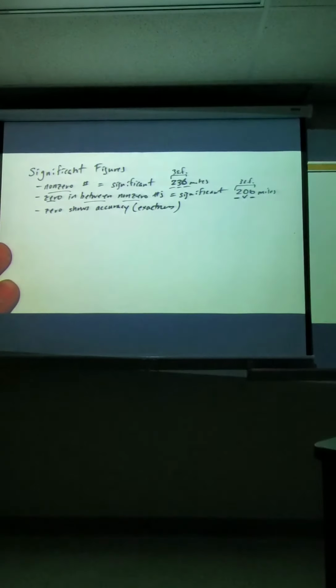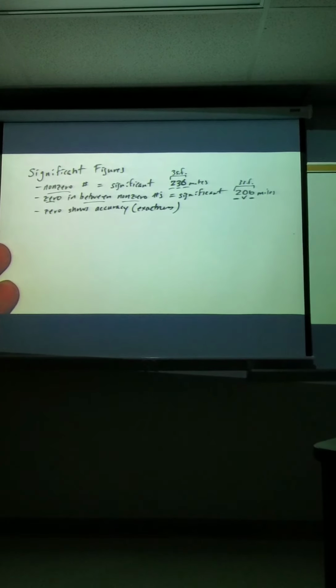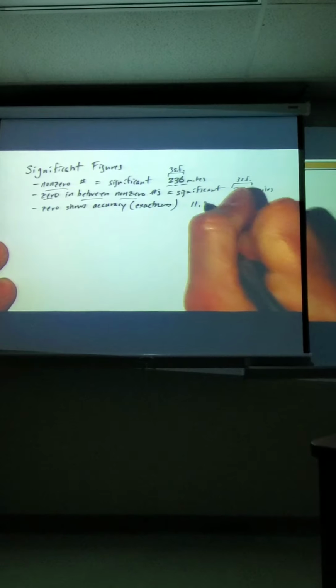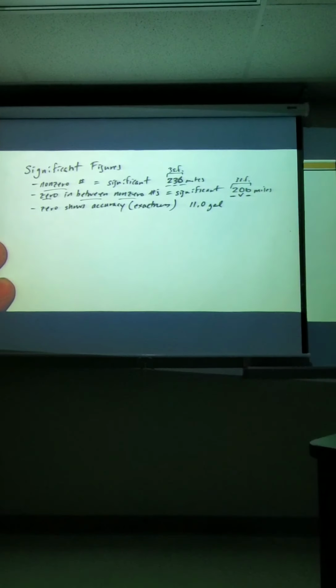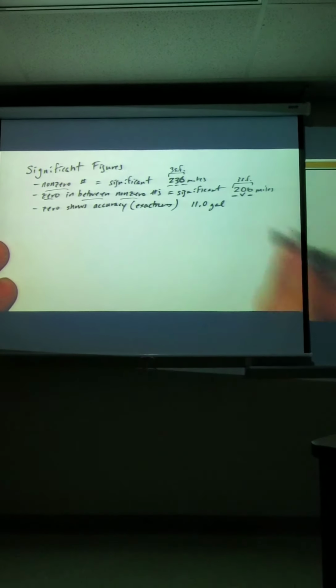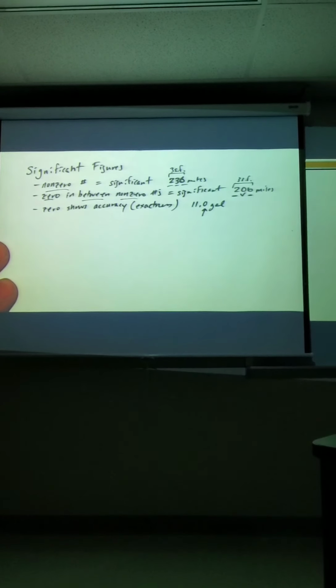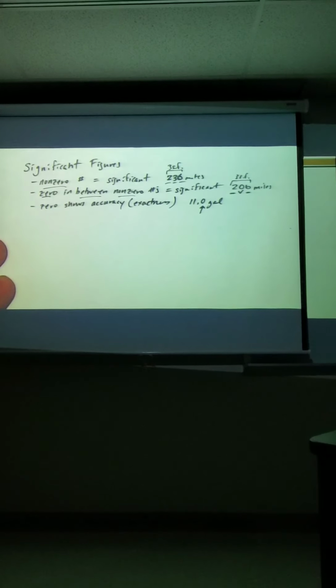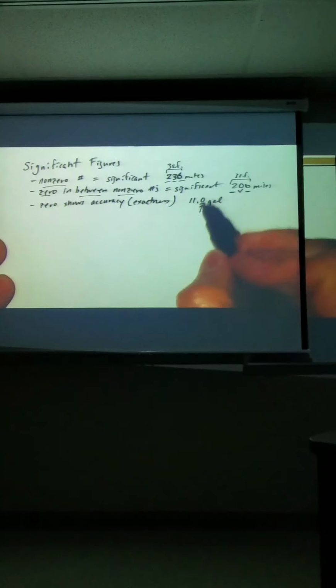If it shows exactness, those are important. Let's say, for example, you go to the gas station and you buy 11.0 gallons of gasoline. If this number was a 0.1 or a 0.2 or a 0.9, they wouldn't charge you for 11 gallons of gasoline. They would charge you for 11.1 or 11.2 or 11.9. This number matters because it shows you how exact the gallon is, and they charge you by the tenth of a gallon. So this number could have been any number.